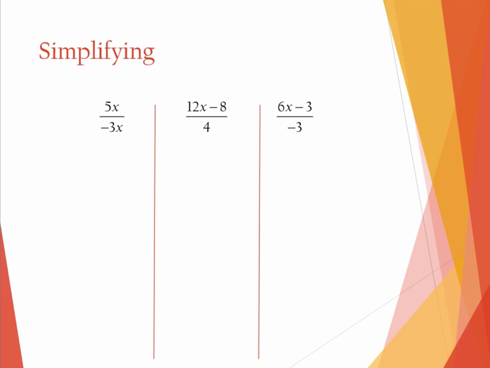Our last set of examples that we're going to look at involve fractions. So here I have 5x over negative 3x. Remember, when we have fractions, we can simplify by canceling what's in common in the top and the bottom. So the first thing I see that we have in common are the x's. Once I simplify those, I have 5 over negative 3. That doesn't simplify any further, so I would leave it just like that.